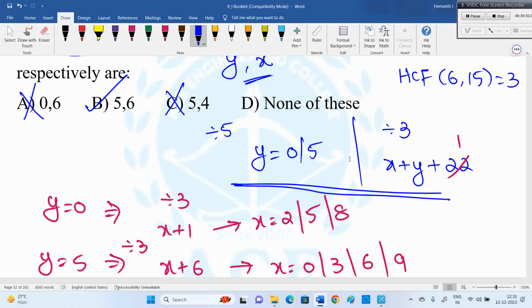y 0, x can be 2, 5 or 8; these are the chances. y can be 5, x can be 0 or 3 or 6 or 9. There are different ways. Among the options, the best suitable is 5 comma 6. There are many more answers also satisfying, but among the options, 5 and 6 is correct.